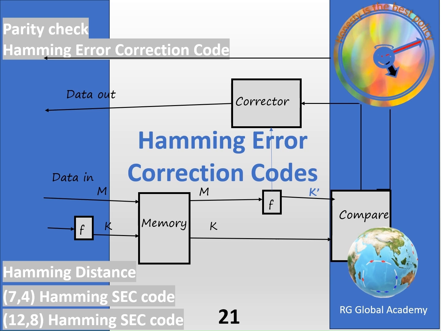In this lecture, you are going to learn about Hamming error correction codes. I will start with the terminology of this field like parity check, Hamming distance, and then I will walk you through the steps of encoding and decoding that are required for 7/4 Hamming single error correction code and then 12/8 Hamming single error correction code. Let's start.